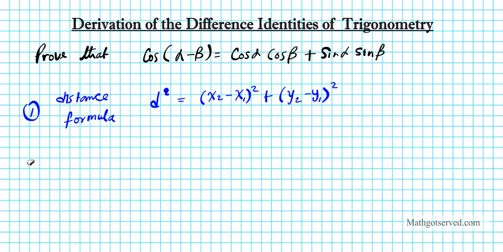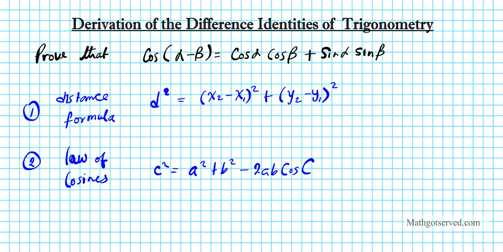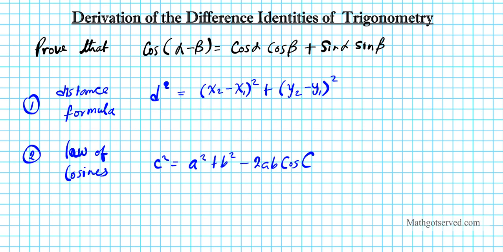The other formula you need is the law of cosines, which can also be used to compute a distance. To be consistent with our symbols, the law of cosines says c squared equals a squared plus b squared minus 2ab cosine of big C. So there you have it. These are the two formulas I'm going to use to derive the difference identity.